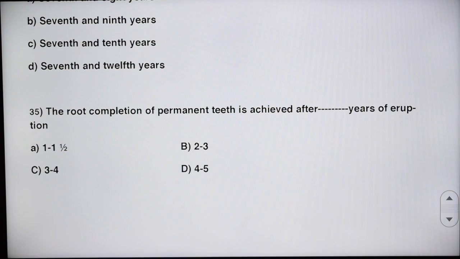And next question, the root completion of permanent teeth is achieved after. So for permanent teeth, root completion is seen after 2 to 3 years approximately, option B, whereas in deciduous teeth, it's between 1 to 1.5 year, right?